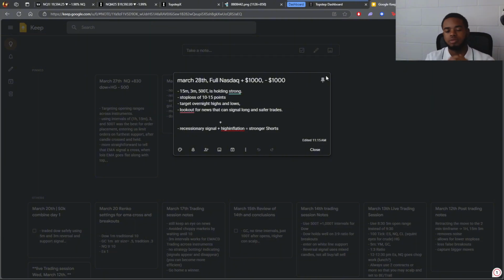Additionally, moving forward, we will keep in mind recessionary signals, which we're learning from macroeconomics, as well as the high inflation that is coming due to the tariffs. We're going to have some pretty strong shorts here, maybe some pretty good longs as we pull back. But overall, we're looking for good short trades. Today was a good day.